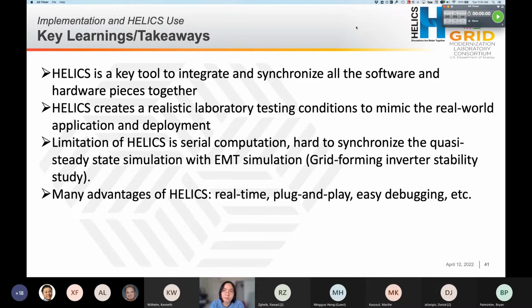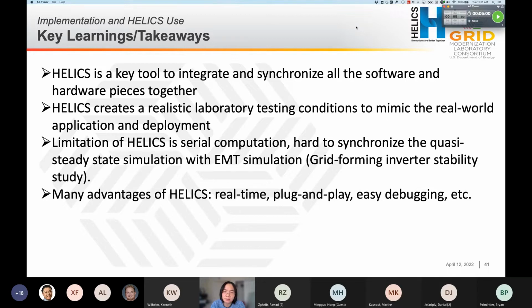But based on my experience, there are a few limitations of using Helix. For example, it uses serial communication, so whenever we run each agent, we also need to do the data exchange, subscription, and publishing. Those data exchanges have to have some time delay before each agent runs. So this somehow adds some delays into the system. This is one of the limitations I see.